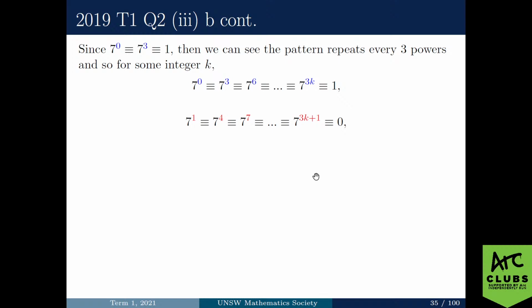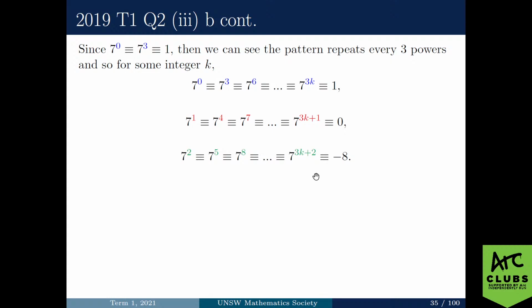And if we go one further to do 7 squared, which is equivalent to 7 to the 5, which is equivalent to 7 to the 8. And any integer in the form 7 to the 3k plus 2, that's equivalent to -8, as we saw before. Just a note, that 0 should not be 0, it should be 7. Sorry about that.